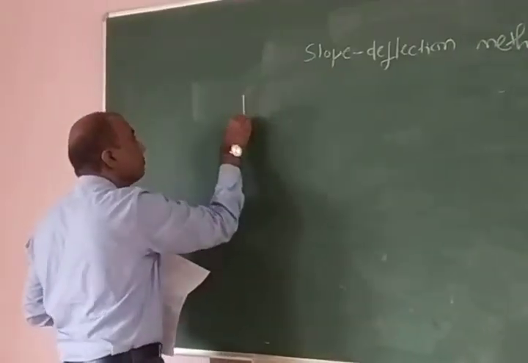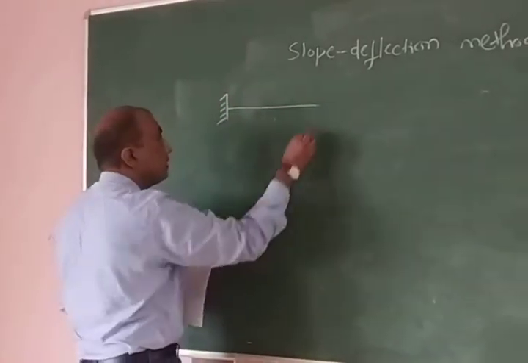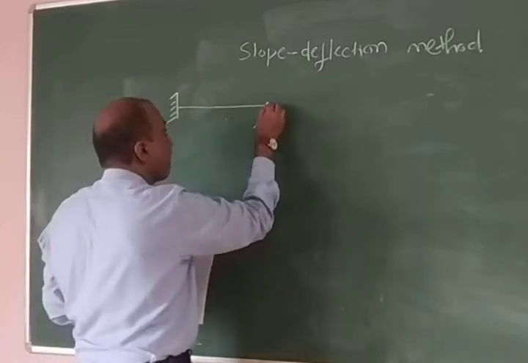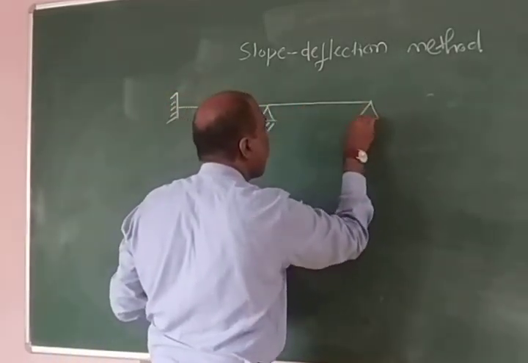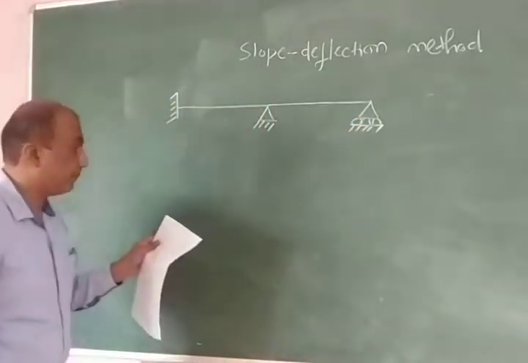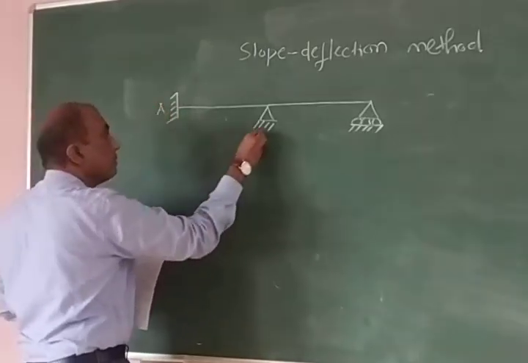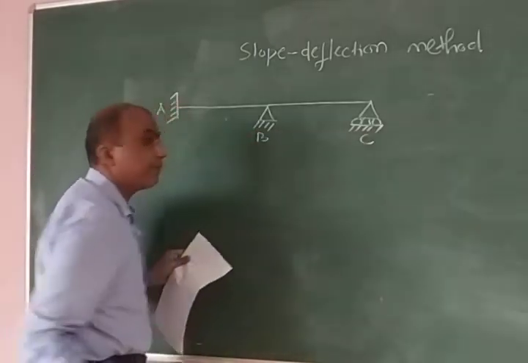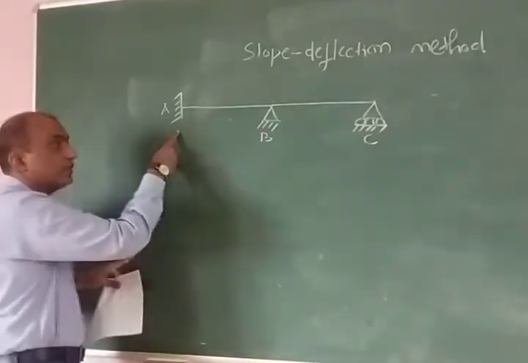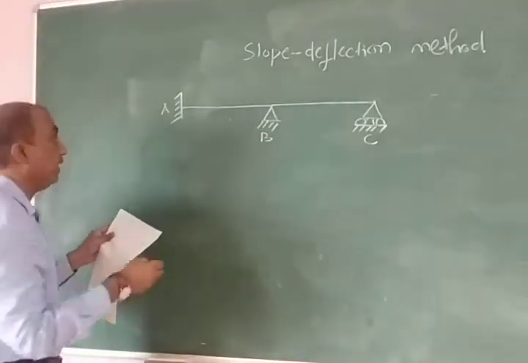So this is a beam. First problem of slope-deflection method. This is a beam. Okay. So this is support A, support B, support C. So what type of beam it is? It is two span continuous beam. This end is fixed, this end is hinged, and the last end is a roller end. And loading is like this.